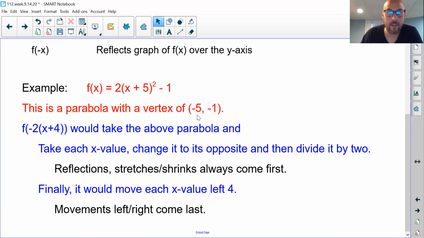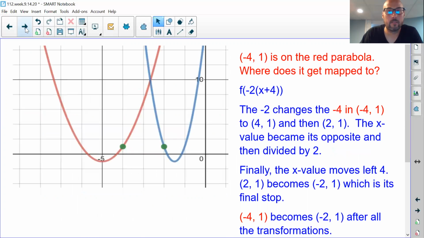So negative 5, notice I'm not talking about negative 1. Negative 1 is a y value, and nothing is happening to the y values here, only the x values. So negative 1 is going to stay negative 1. But negative 5 will first be divided by negative 2, so it'll become positive 2.5, and then it'll go to the left 4 and result in that new x value, negative 1.5.